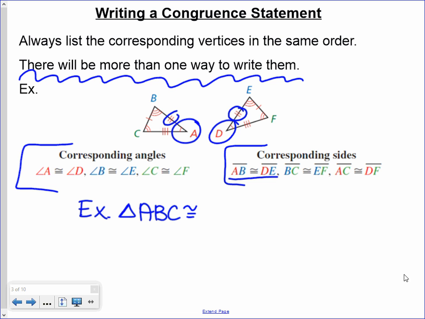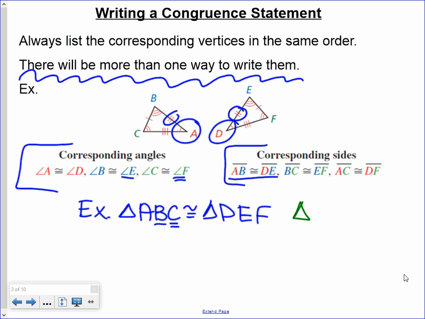A is congruent to D, so D needs to come first from the second triangle. B is congruent to E, so E needs to come second. And C is congruent to F, so F would need to come last. But again, that's not your only option, okay? Let me give you another example.